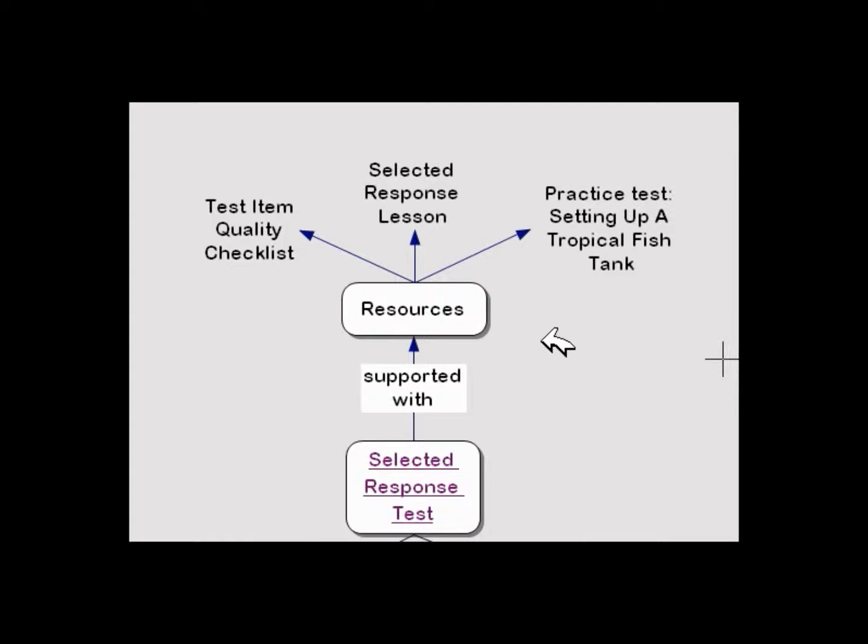The resources that you should have at hand when you're doing this is the selected response lesson. We'll refer to that, so you should have that handy as we're going through this presentation. And that leads to the total item quality checklist, which is going to be the condensed version of criteria for judging the quality of different types of items.